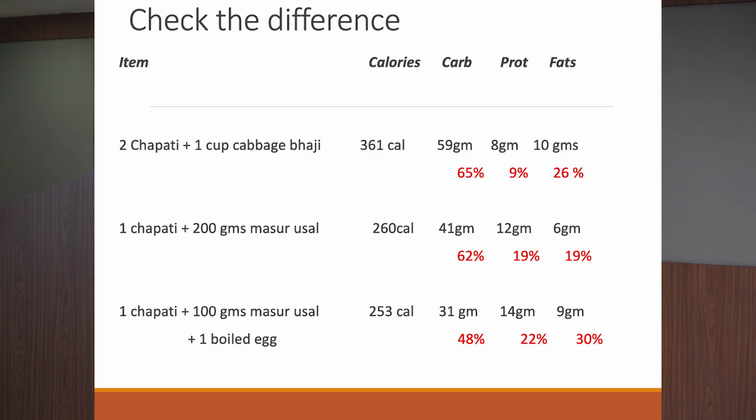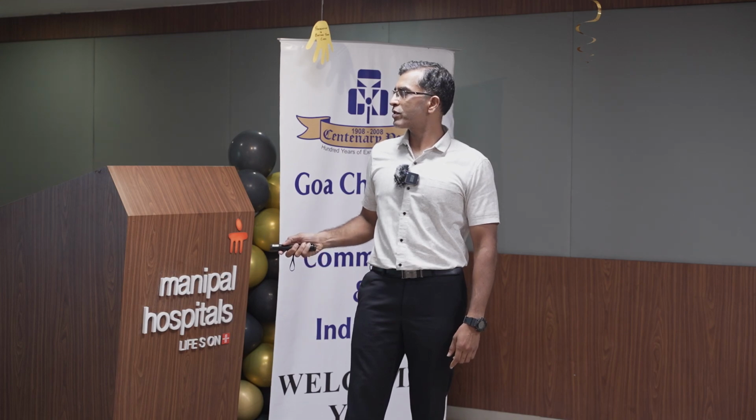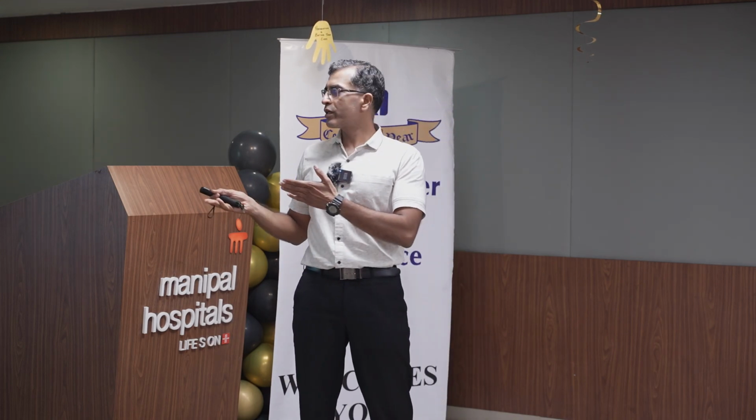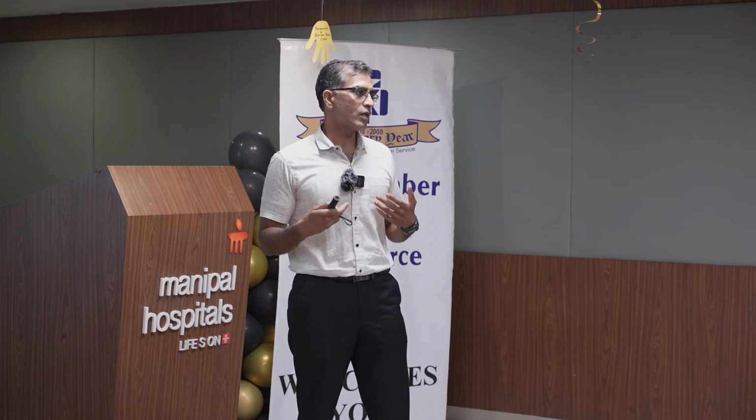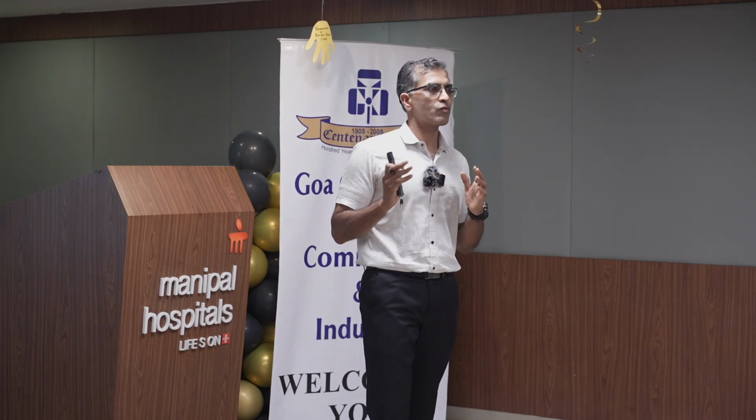But we need something even better. So I eat chapati, half of this usal and 1 boiled egg. The calories are further down, protein is significantly better and carb is significantly less. So if you know your food, you can easily modify your breakfast. That's why it is very, very important to know what you're eating.